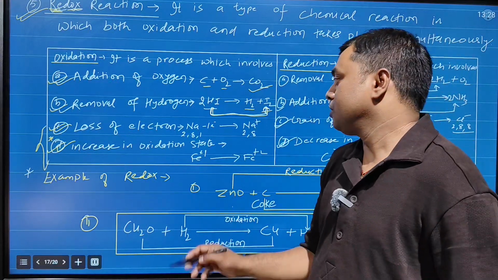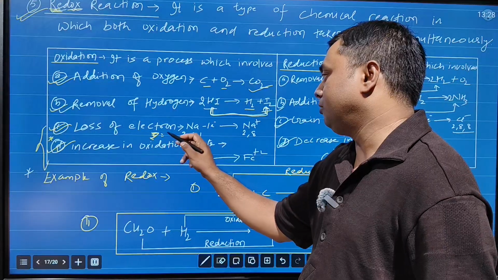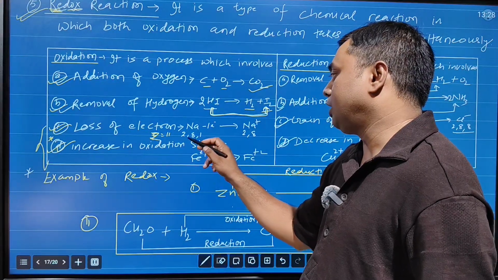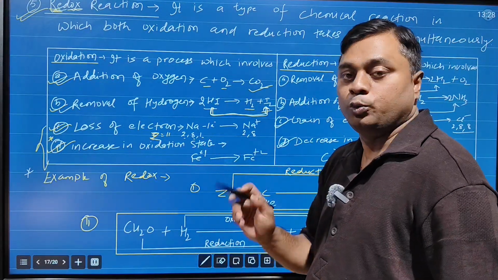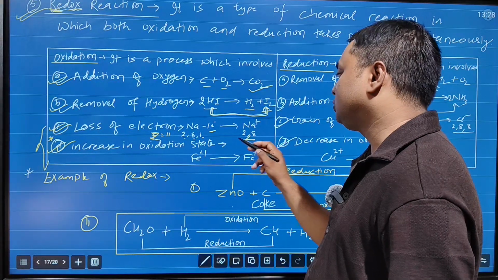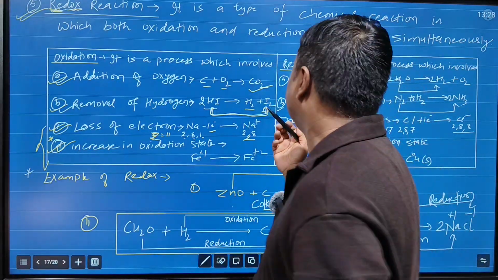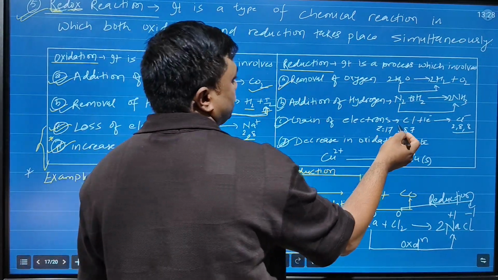So it is oxidation. Sodium having atomic number how much? 11. Z is equal to 11. Electronic configuration 2, 8, 1. To become stable, it loses one electron and becomes Na plus, 2, 8. Yes or no? So there is a loss of electron, that is what? Oxidation. Reduction is the opposite: removal of oxygen.